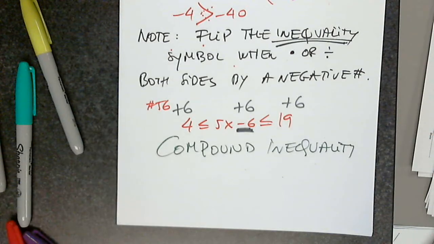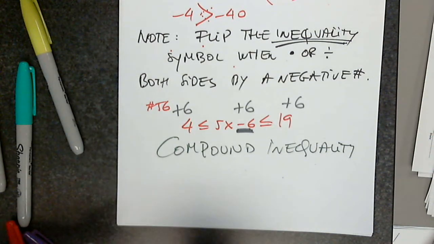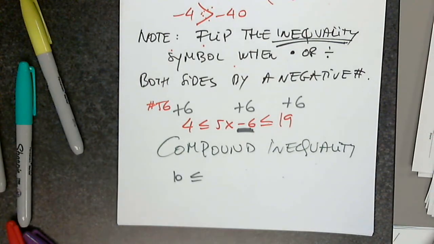So the left-hand side, I have 6 plus 4. What do I write? Okay. Thank you. What do I write in the middle? 5x. Awesome. What do I write on the right? 25. Awesome.